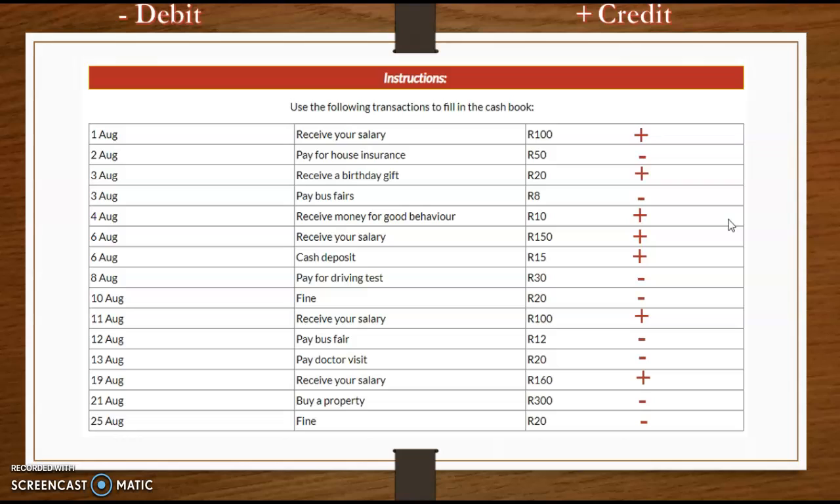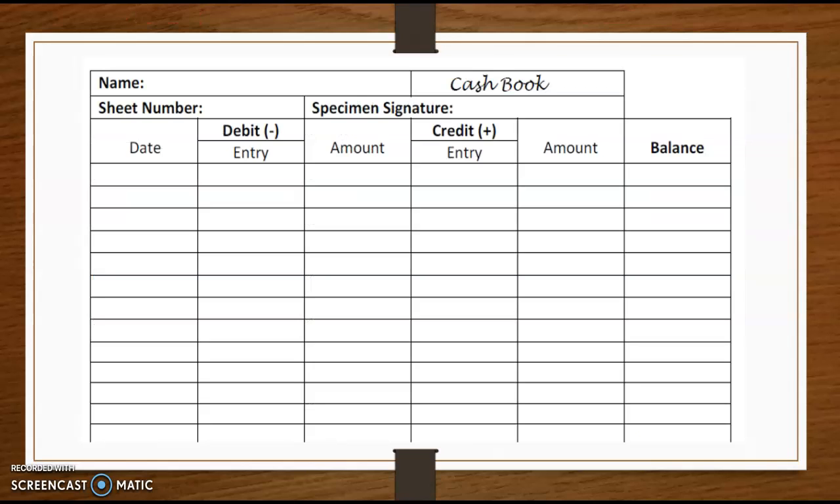Okay, now that we know which is a debit and which is a credit, we're going to start with our blank cash book. I'm going to do the first 3 with you, and the rest you will have to do on your own. Let's start. So we know we have to put in our name first, then the signature that you have created, and then we're going to look at our first transaction.